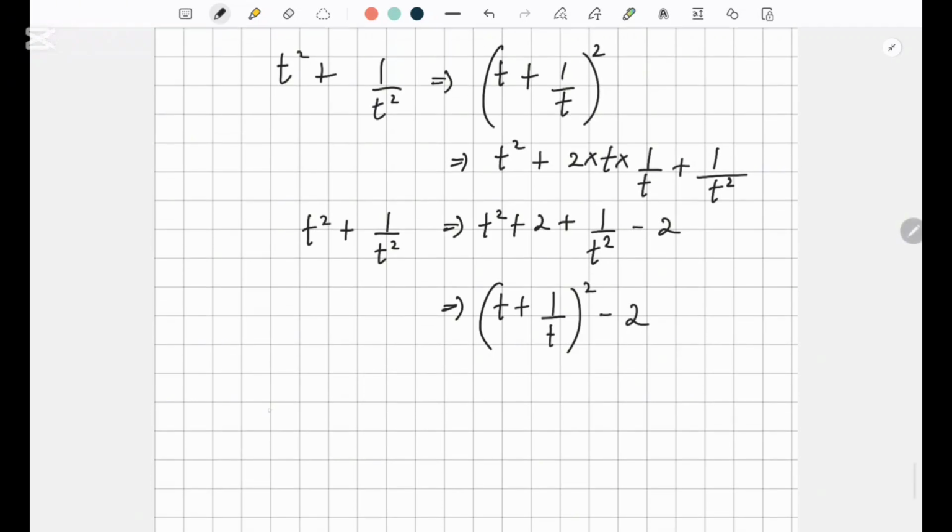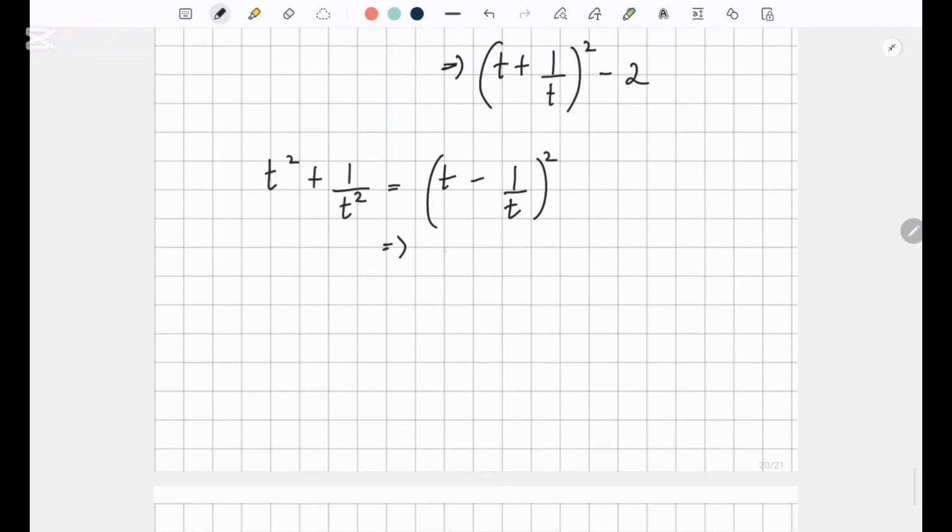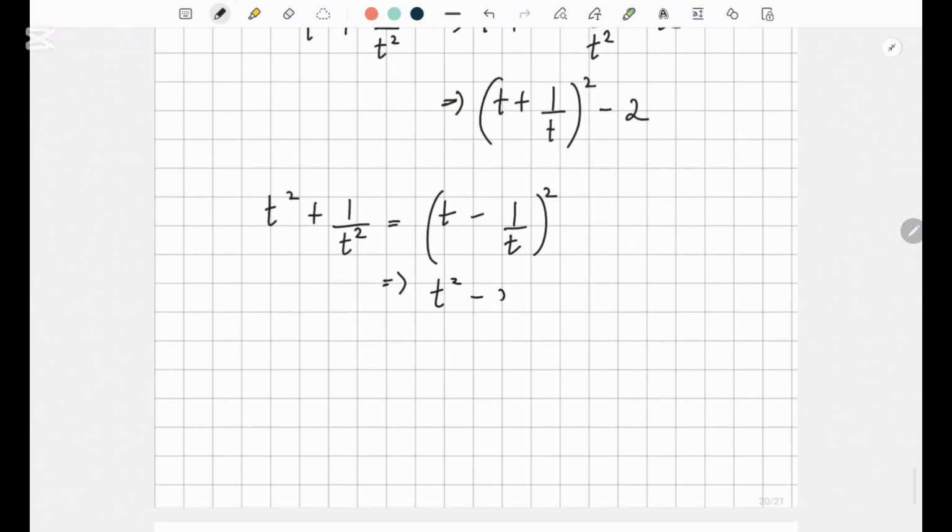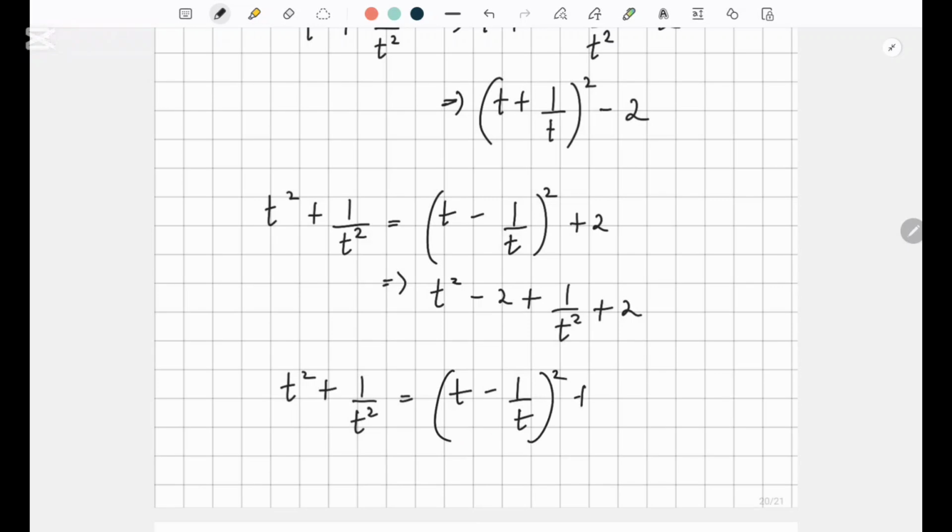You could also write t squared plus 1 over t squared as, so let's take (t minus 1 over t) squared. So this would give you t squared minus 2 plus 1 over t squared, right? And to make it equal with this, all you have to do is just add 2. So plus 2. So you could also write t squared plus 1 over t squared equals (t minus 1 over t) squared plus 2.